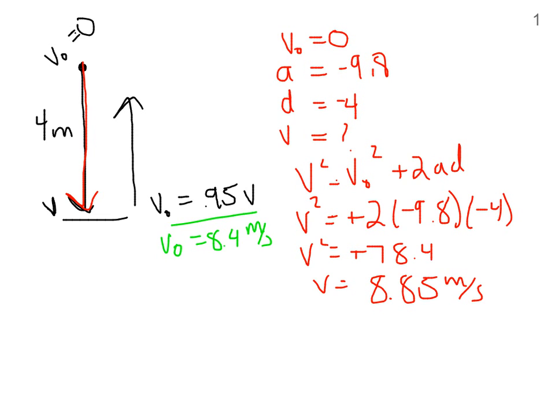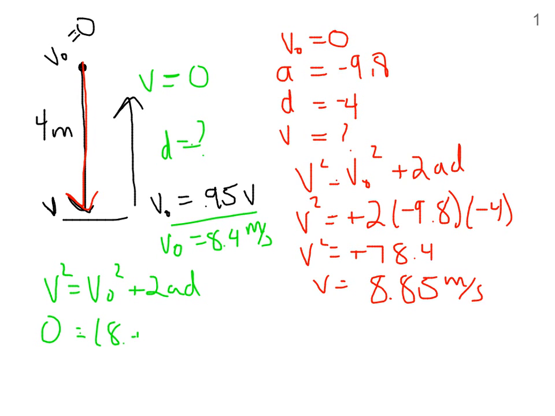So on the way back up, V0 is 8.4, and V at the top, where it reaches its height, is 0. And I'm looking for the distance it goes back up. So I'm going to use the same equation I did before: V squared equals V0 squared plus 2AD. I have 0 equals 8.4 squared plus 2 times negative 9.8 times D.